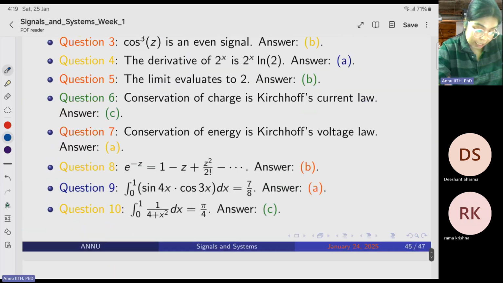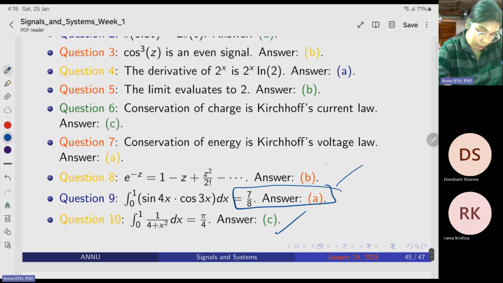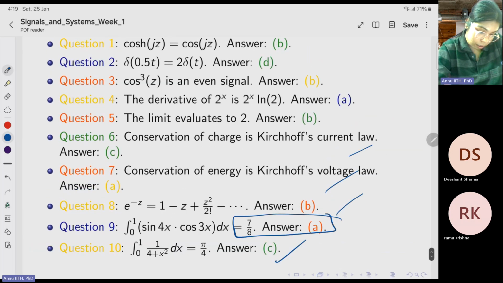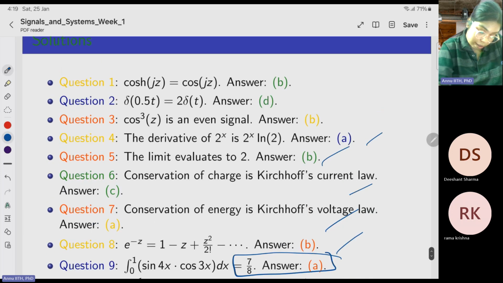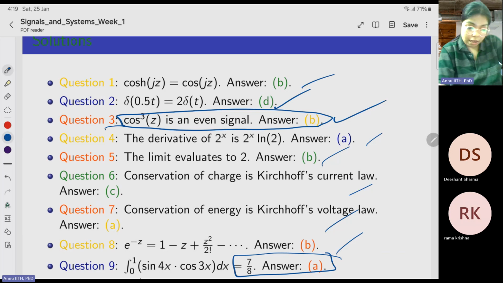So let us tally. It's pi by 4, 7 by 8. You need to calculate. 7 by 8 should be speed, voltage law, current law. 2 cos cube is the even signal. Okay, even signal. We also calculate as true.